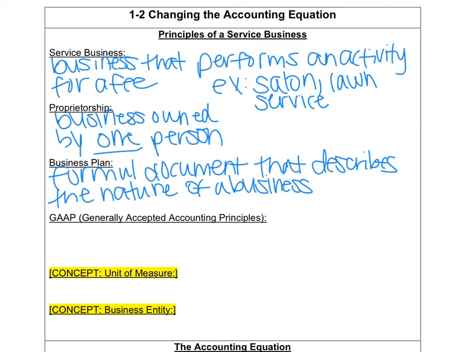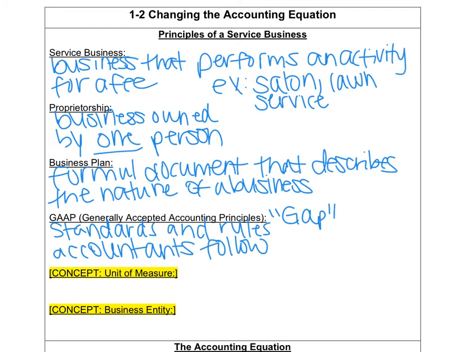Okay, now let's go ahead and go down to the generally accepted accounting principles, also referred to as GAAP. These are the standards and rules that accountants follow. So yesterday we talked about business ethics, and GAAP basically establishes what the business ethics of accounting are. They have a lot of concepts that help accountants make sure that they're reporting consistently and accurately.